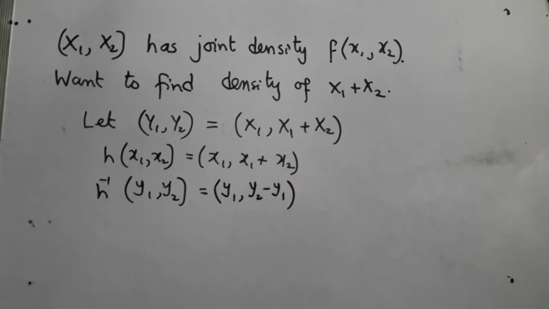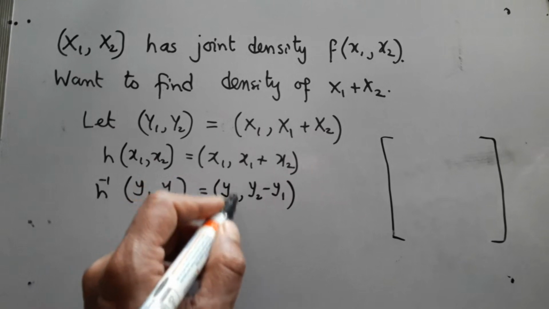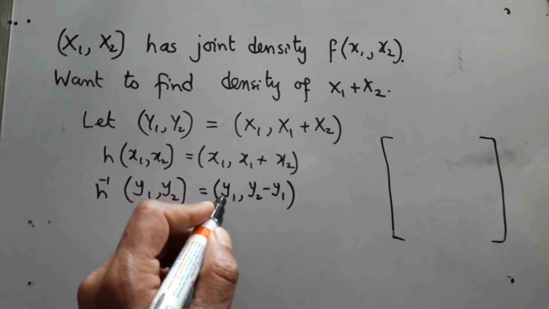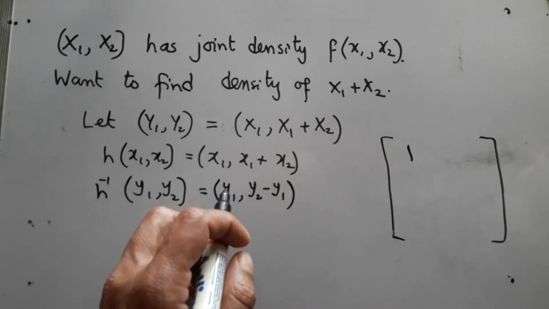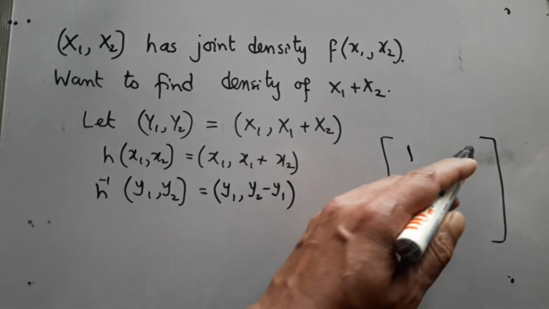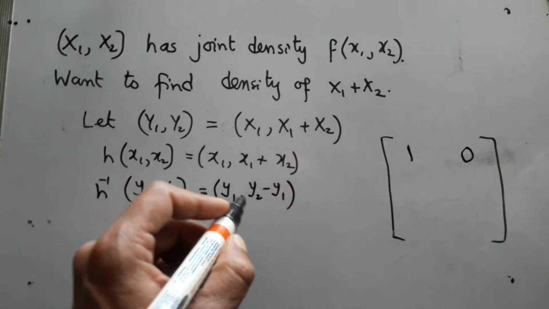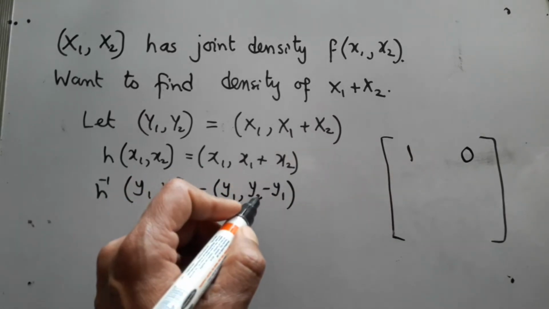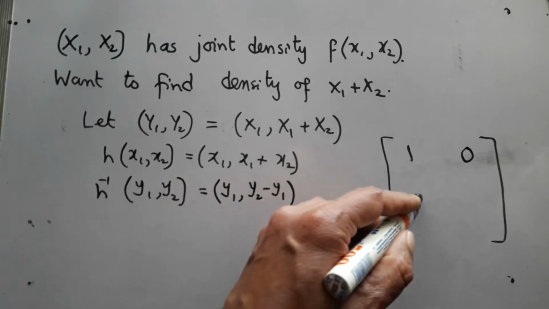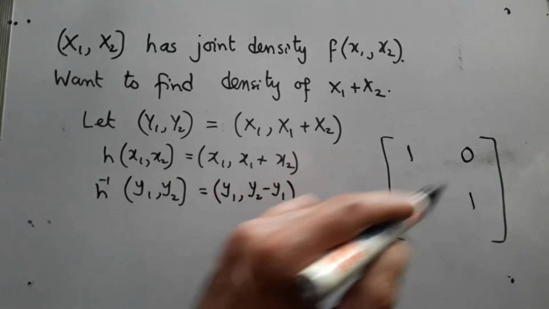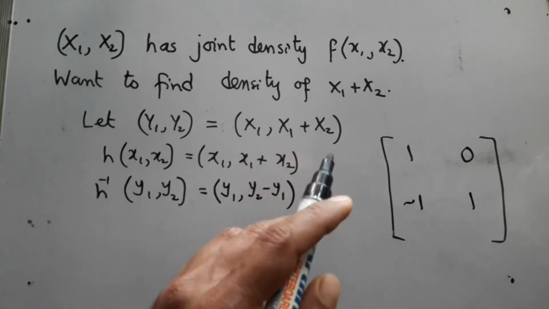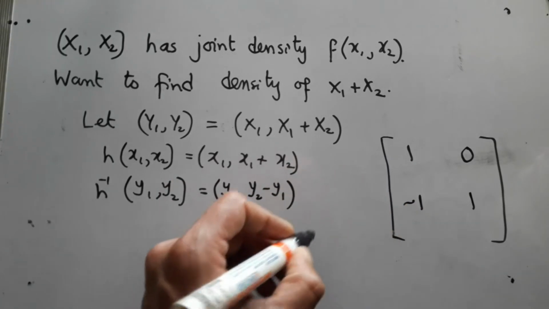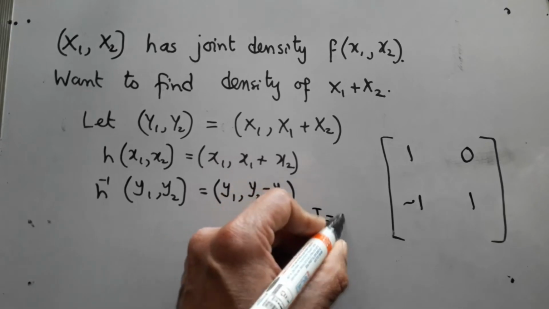And the Jacobian matrix is very easy. I take the first component y1, partially differentiate with respect to y1 to get 1. I again take this, partially differentiate with respect to y2, I get 0. Now I take this one, partially differentiate with respect to y1 minus 1, with respect to y2 plus 1. Its determinant turns out to be 1, which is anyway positive. So the absolute value of the determinant is actually just 1.